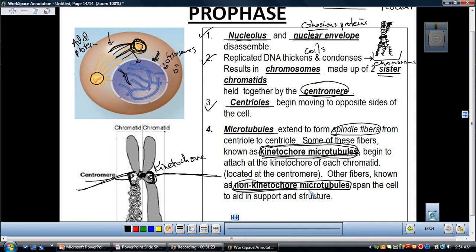A non-kinetochore microtubule is the ones that are not going to touch the DNA, but they will still be there as structure and support, and they will overlap each other in the spindle fiber network. So some of these are kinetochore and non-kinetochore, and it's based on whether they attach to the kinetochore on the sister chromatid or not. Those will start to extend and lengthen during prophase.